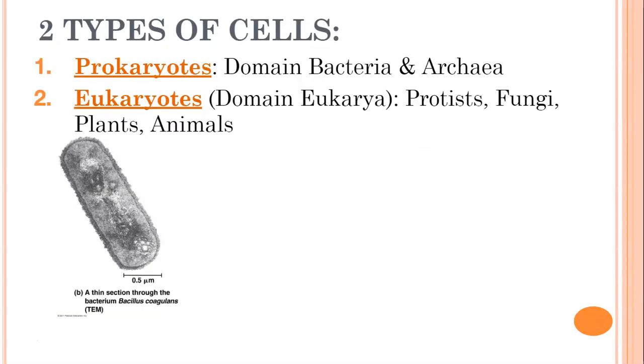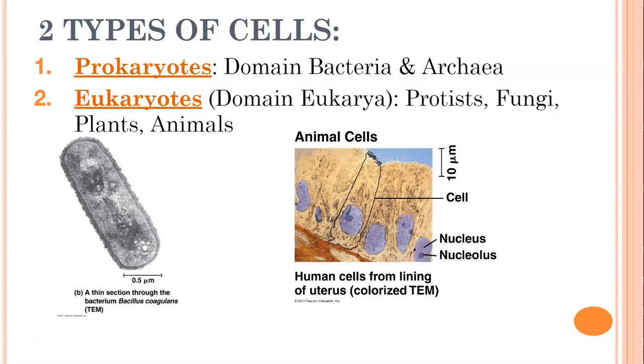Okay, so quick review. Two types of cells, prokaryotes and eukaryotes. Pro means before, and karyo means nucleus. Therefore, prokaryote means before a nucleus. Those are things like bacteria and archaea. Eukaryote means true nucleus, so those are the ones that do have one, including us. Plants, animals, fungi, and protists do.